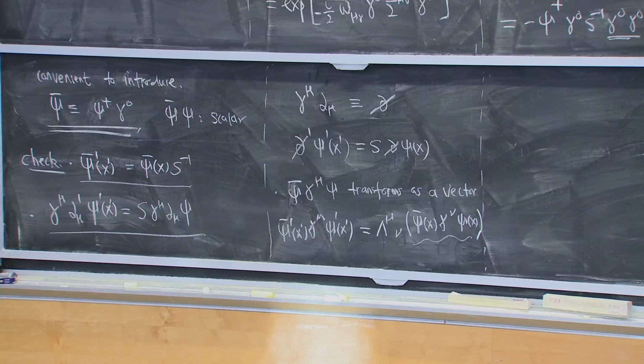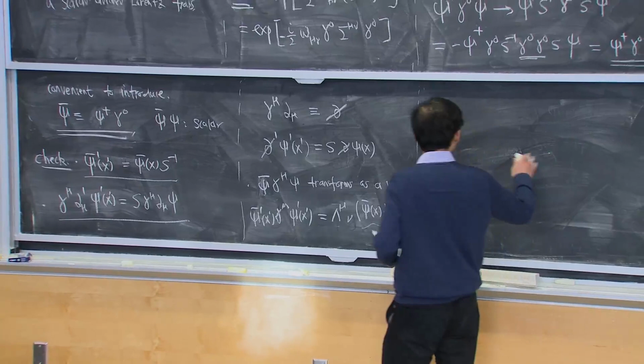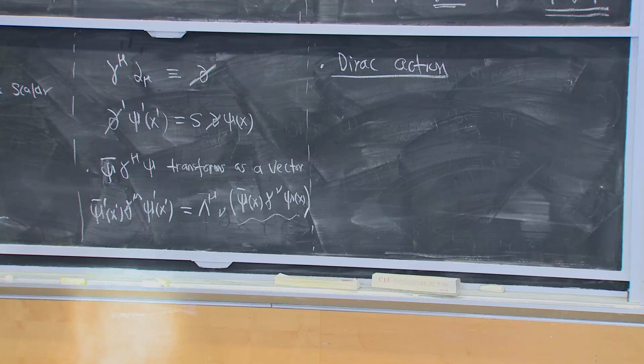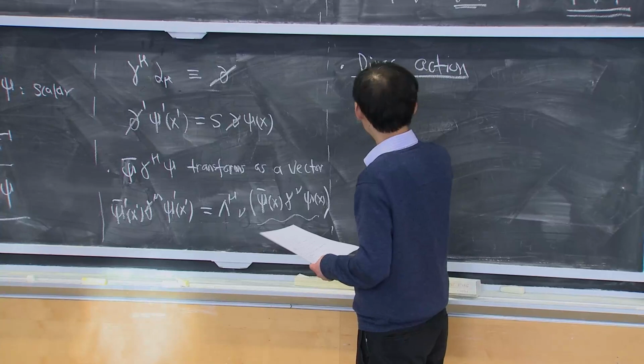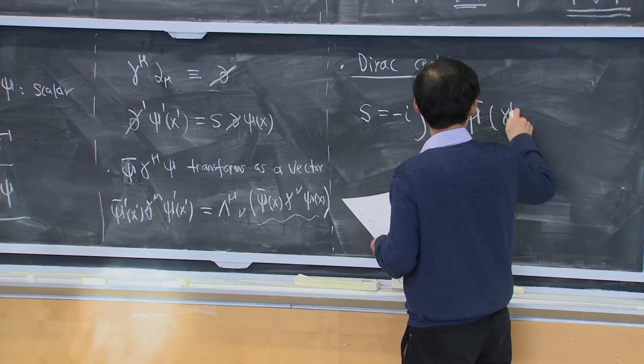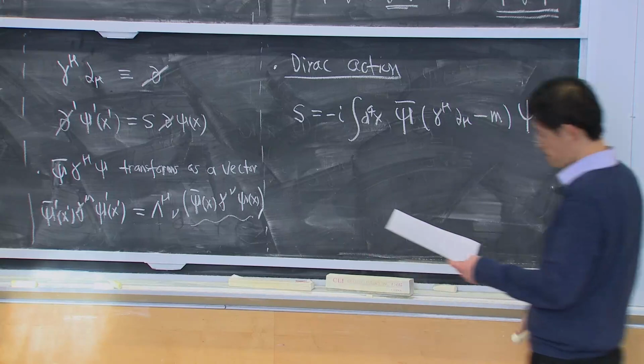Okay, so now with these preparations, we can write down the action which gives rise to the Dirac equation. So now we can write down the Dirac action. I will just write down the answer. It's very intuitive. S equals minus i integral d4x psi bar, gamma mu partial mu minus m, psi. Okay? So this is the answer.